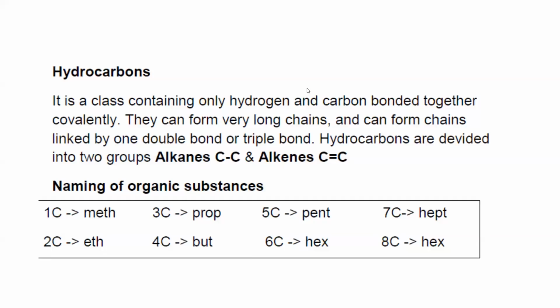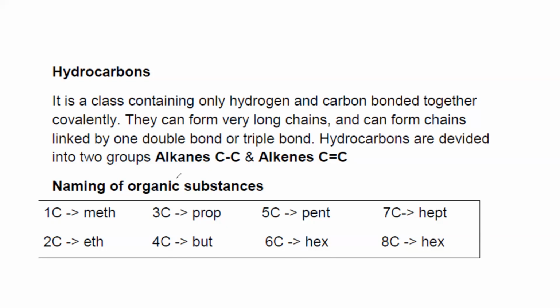Hydrocarbon is a compound which contains carbon and hydrogen. Hydrocarbons can be divided into three main categories: alkane, alkene, and alkyne. But in O levels you are only taking two of them. If they have a single bond, we call them alkane, and if they have a double bond, we call them alkene.